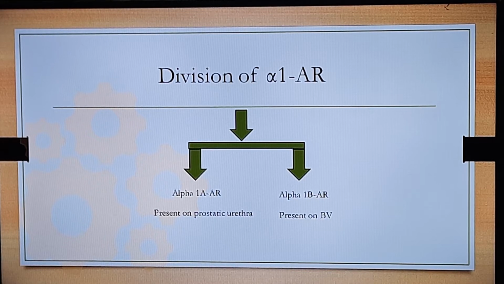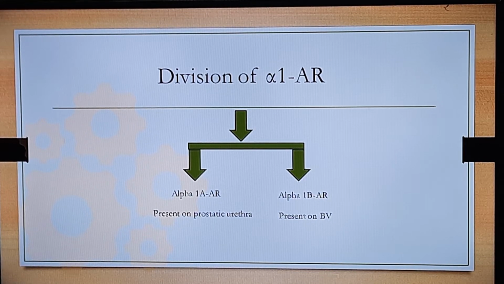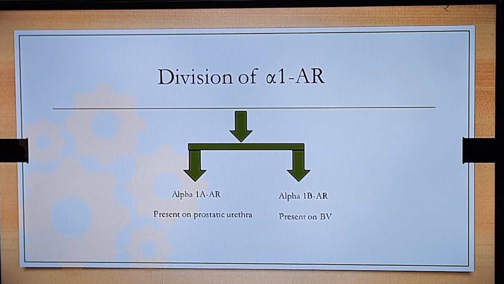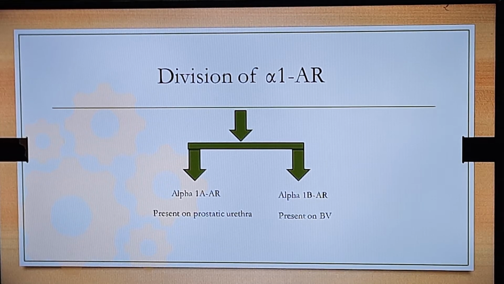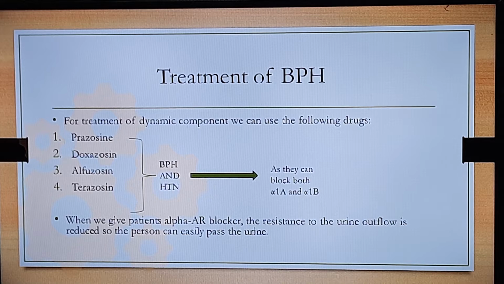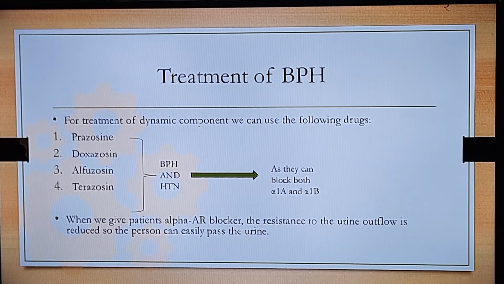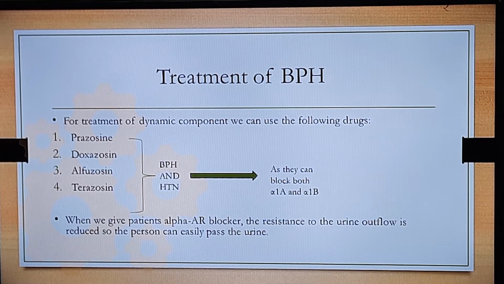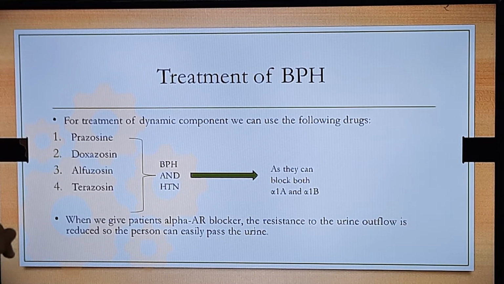ये जो alpha 1A adrenergic receptor होता है, they are mainly present on our prostatic urethra and ये जो alpha 1B वाला component होता है, that is mainly present on our blood vessel. So by blocking our alpha 1A adrenergic receptor on our prostatic urethra, ये क्या करते हैं? जो resistance to the urine outflow को reduce करेंगे, so the person can easily pass the urine.